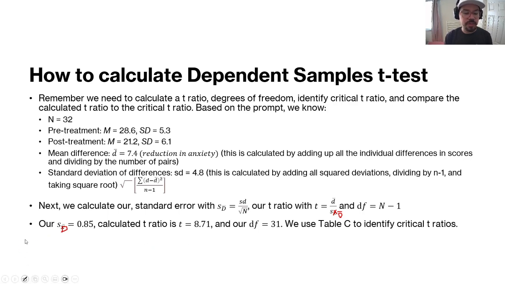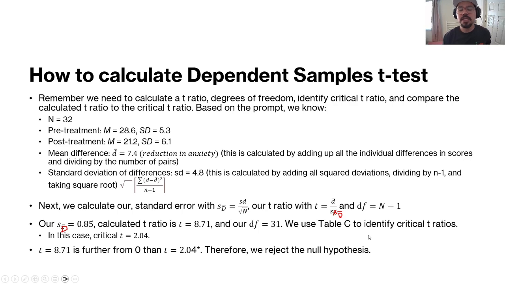If we take our degrees of freedom and our alpha level, we have degrees of freedom 31, alpha level 0.05, take it over to table C, look at where those 2 points intersect, we would find that the critical T is 2.04. Our calculated T of 8.71 is further from 0 than the critical T of 2.04. Therefore, we reject the null hypothesis.